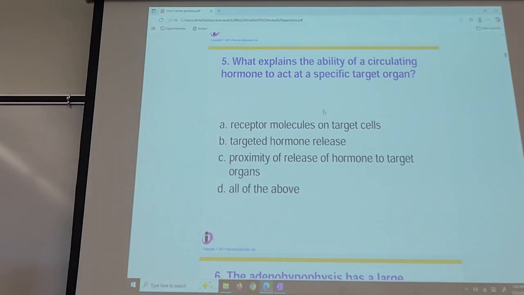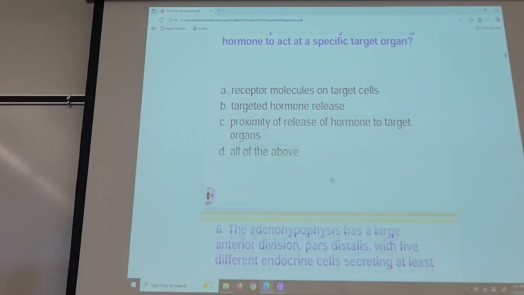Okay. What explains the ability of a circulating hormone to act at a specific target organ? So remember how I defined a hormone, right? Because the hormone has to be sensitive to a certain receptor on that particular target cell in order to initiate a response, right? Okay, so that's why we call them triggers.